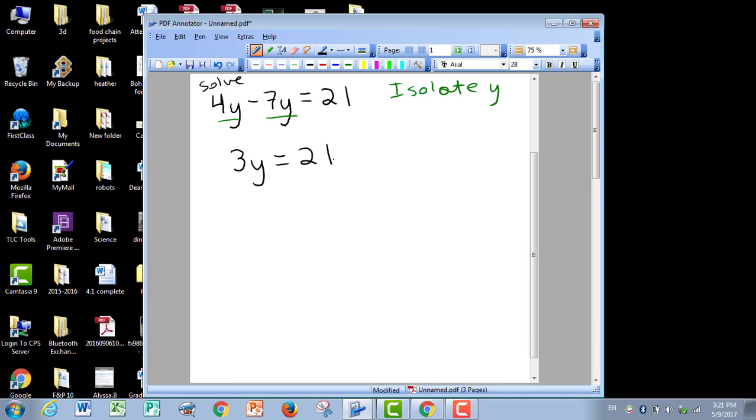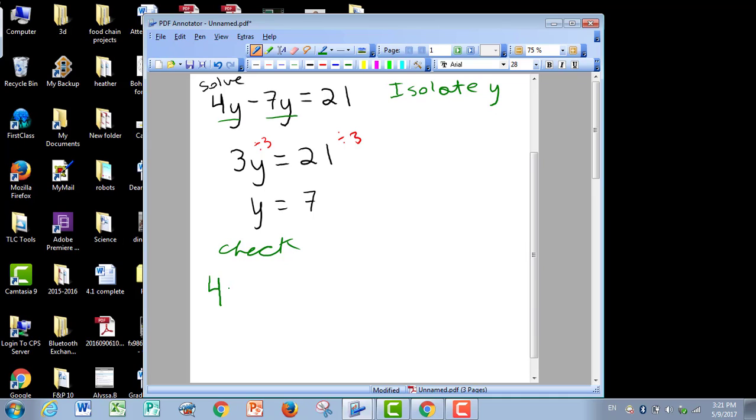Some of you might know that 3 times 7 is 21, so y equals 7. If you don't see that right away, then we always just do the opposite. The opposite of multiplying by 3 is dividing both sides by 3. On the left side, we get y, and on the right side, we get 7. You should always check your answers.